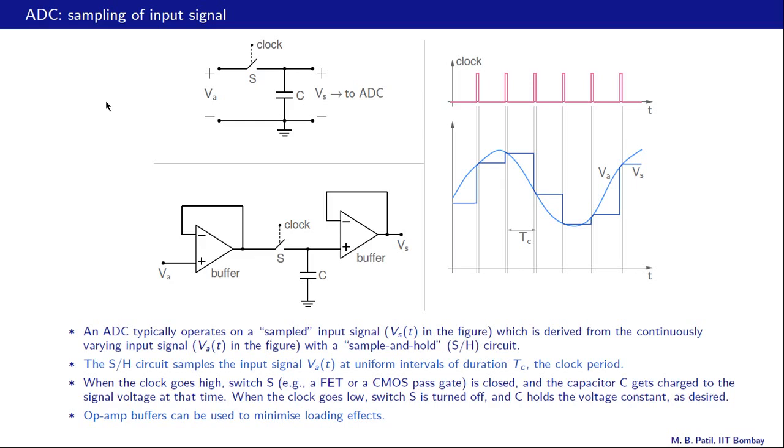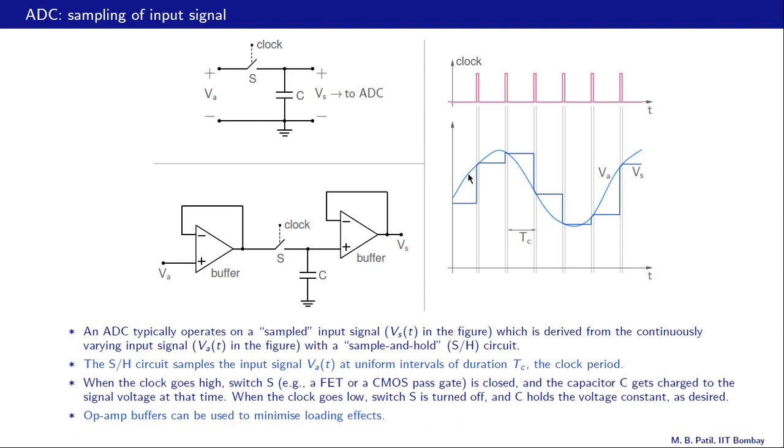Let us now discuss a very important issue which is very closely related to analog to digital conversion, and that is sampling of an analog signal. In many applications, when we convert an analog signal into a digital signal, we want to use digital signal processing on this digital output, and in these cases sampling is absolutely essential. So let us first see what sampling means, and then we will see how to achieve it.